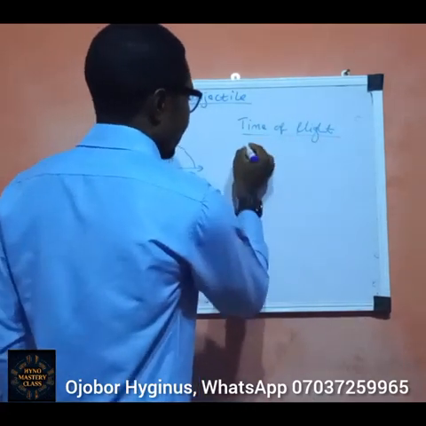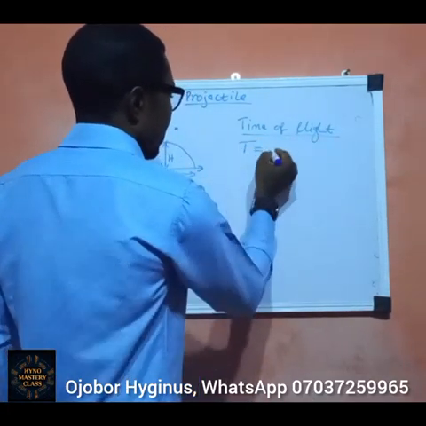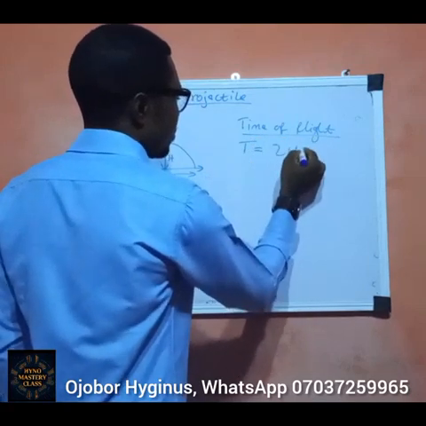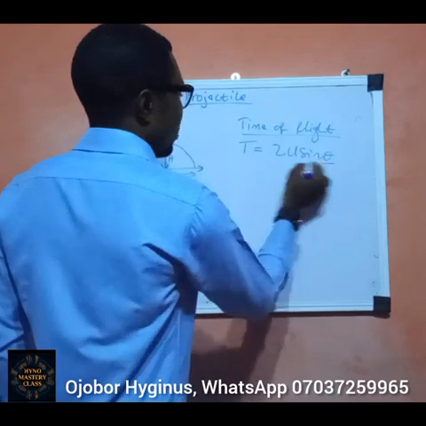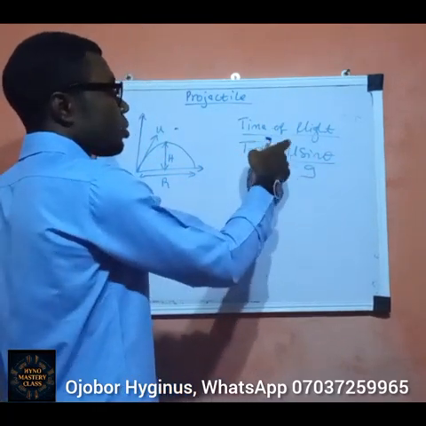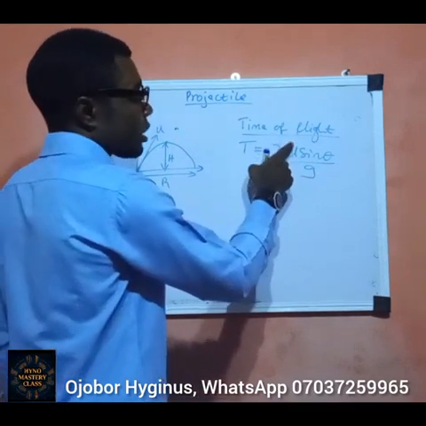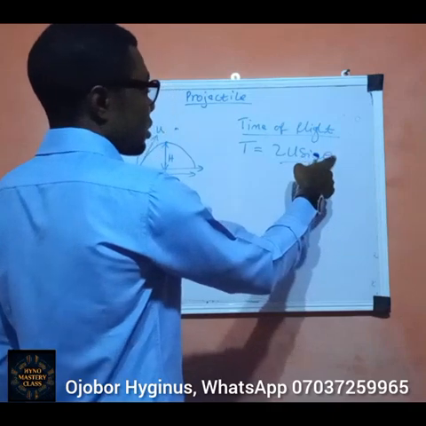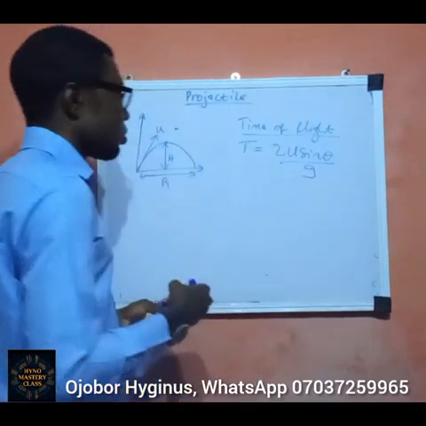What is time of flight? Represented with capital T and mathematically as 2u sine theta all over g. Of course, you know that this is the time of flight. The u is the initial velocity, the velocity of projection. The theta is the angle of projection, and g is acceleration due to gravity.